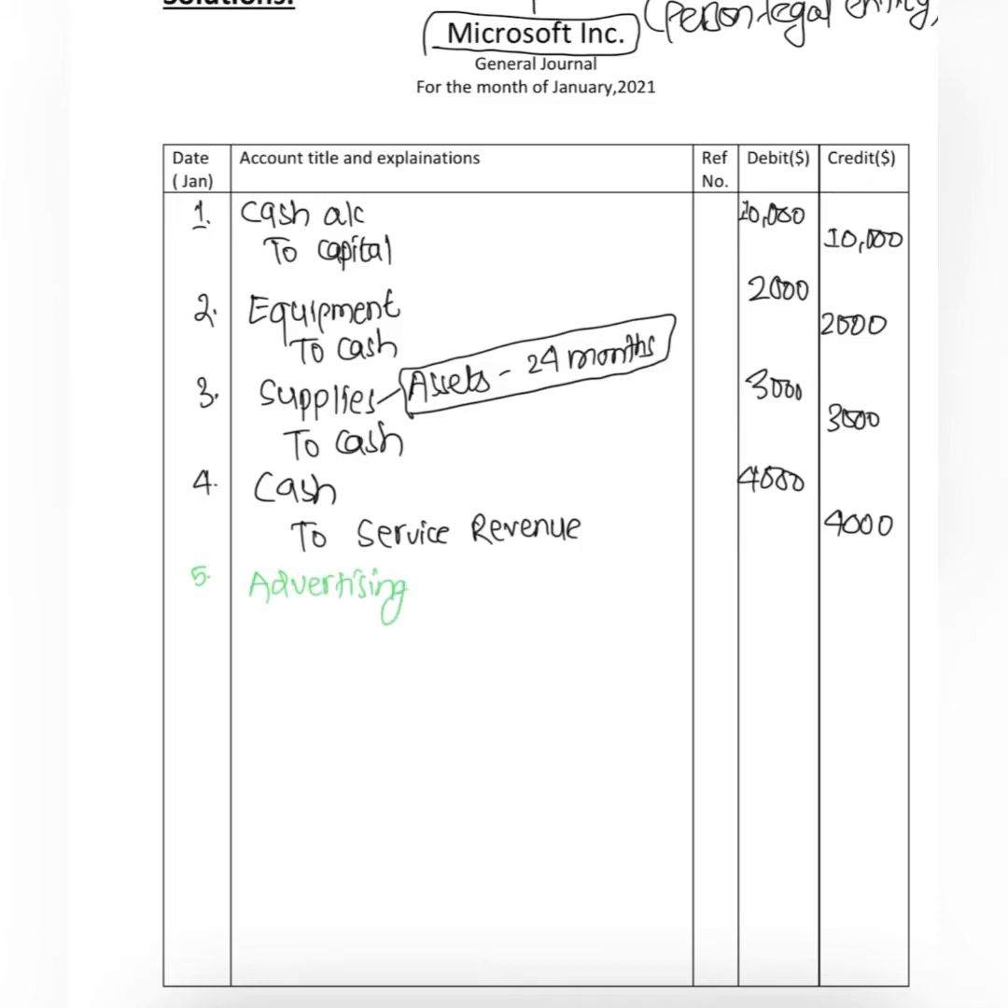So for Microsoft, it is advertising expenses. Okay, so we have expenses of 500, but we have not paid Google, we have to pay in future. So it's a liability, so it's an account payable, 500.